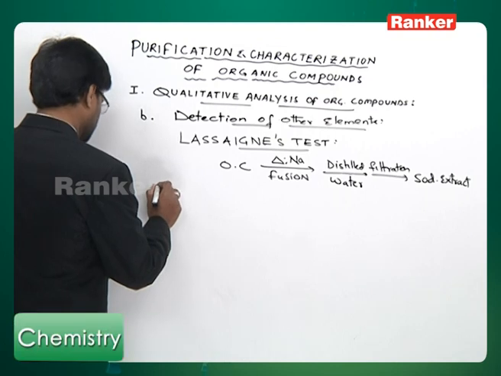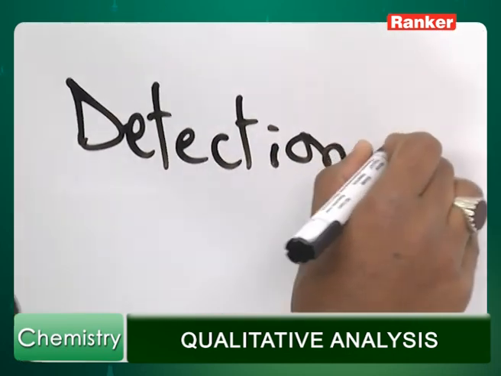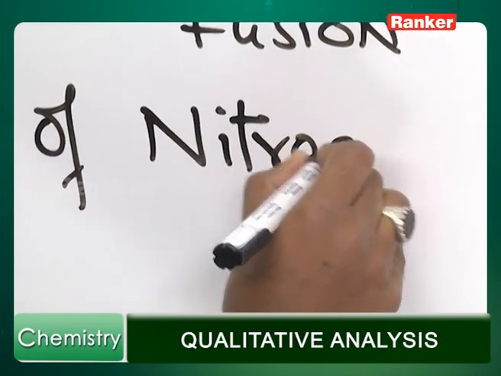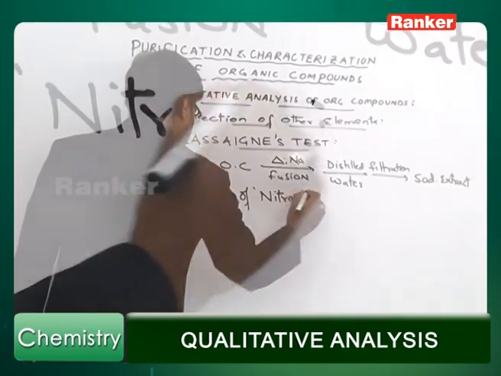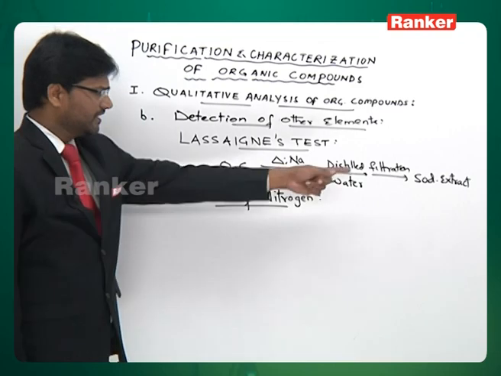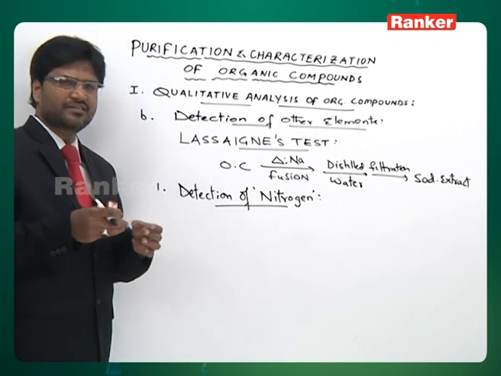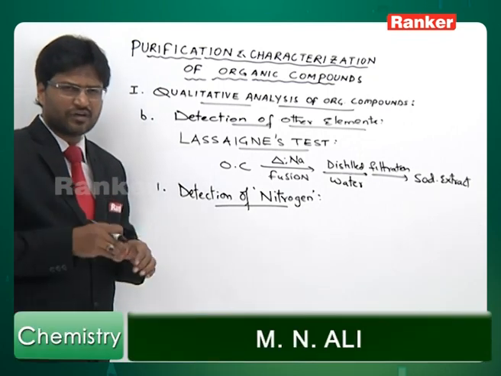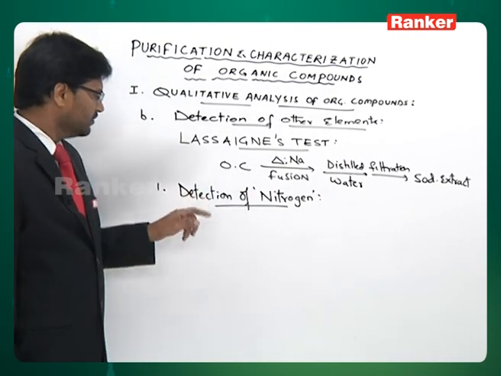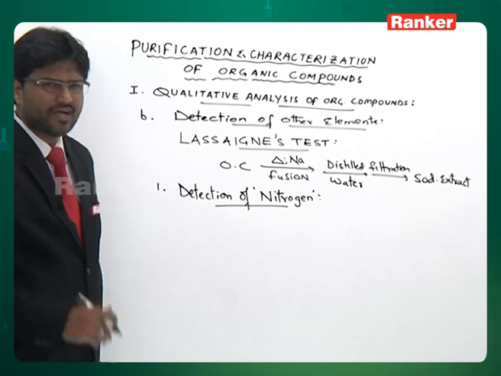Under this, number 1, detection of nitrogen. Let us see how the element nitrogen is detected in the organic compound. We have already prepared sodium extract. I will tell you, the organic compound is subjected to fusion with sodium metal, and then it is dissolved in distilled water and filtered. The filtrate is called sodium extract. The sodium extract can be used for detection of other elements present in the organic compound. Other elements means other than carbon and hydrogen.